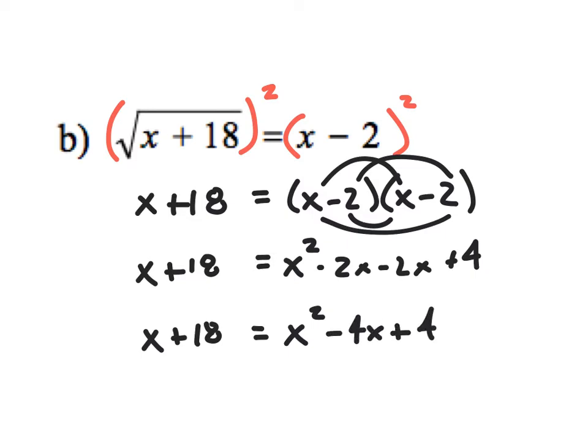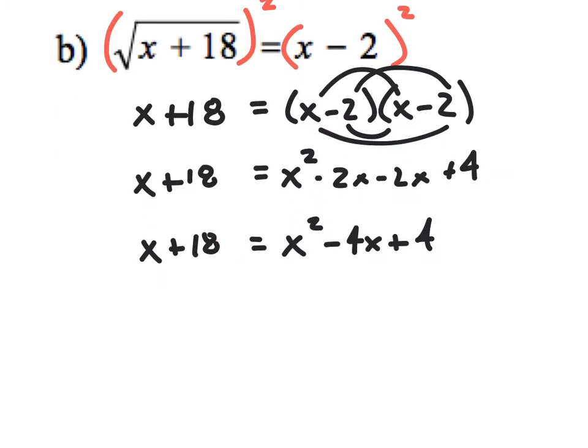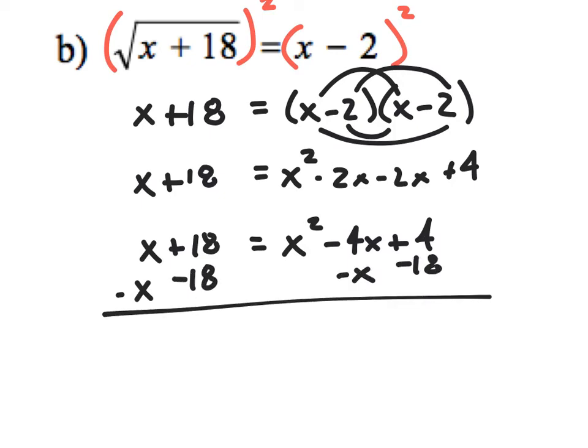Now remember what we're trying to do here. We're trying to solve for x. So if I have a quadratic, then what I have to do is move all these terms, x plus 18, to the other side and set my trinomial equal to 0, and then factor it. So here's what I got. I'm going to subtract x from both sides. I'm going to subtract 18 from both sides. So here's what we get as a result: 0 is equal to x squared minus 5x and then minus 14.